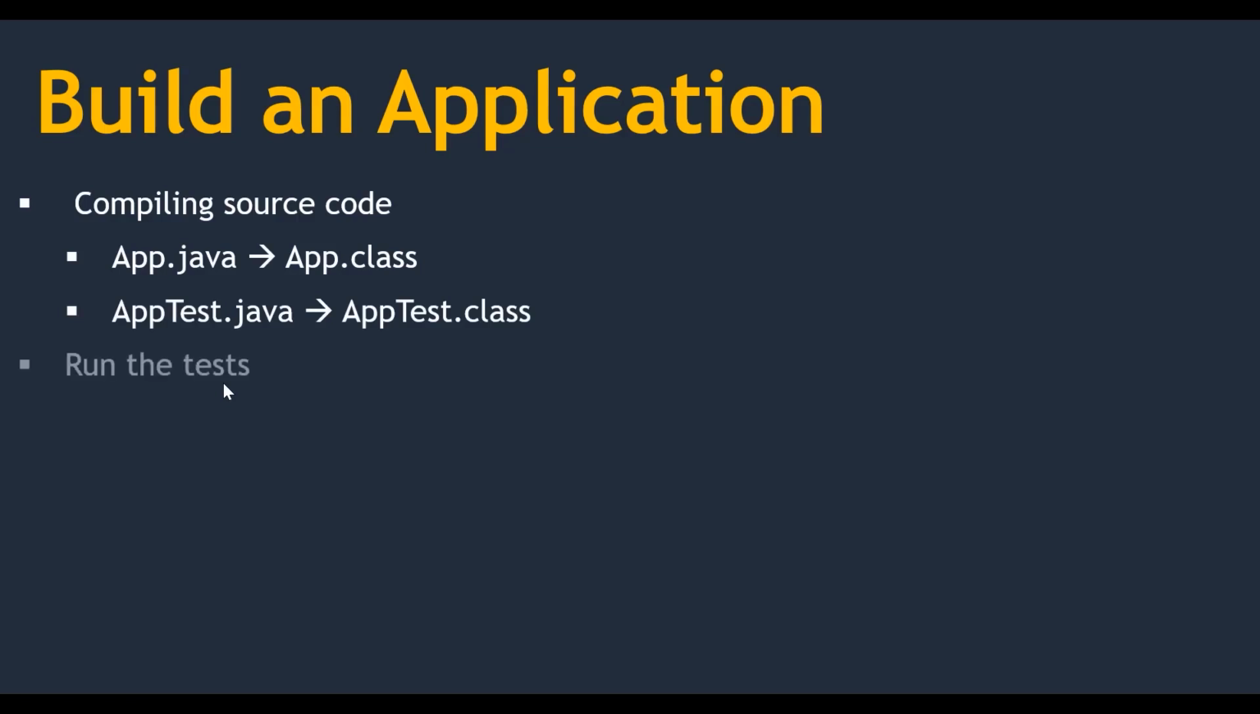Once compilation is done, we need to run the test cases because we have created test cases over here, right? In our case, AppTest.class is the test case which we created. We need to run those test cases on the application, that is the App class. Once we run the test cases, we need to create the package out of it. That could be a JAR file, EAR file or WAR file.